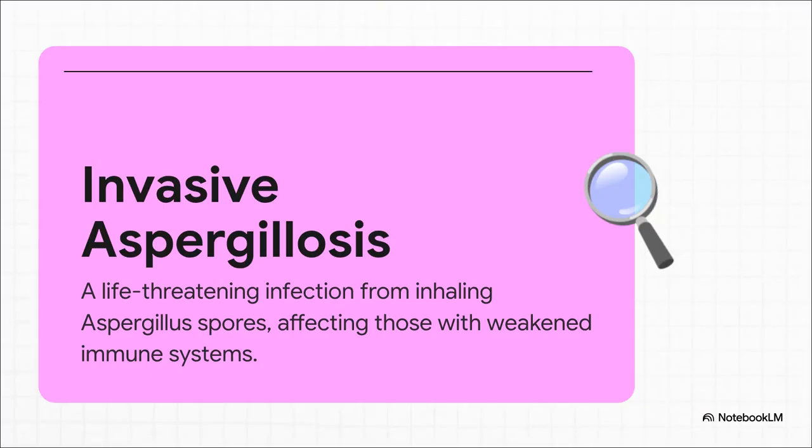So what is it exactly? Well, Aspergillus spores are literally everywhere in the air we breathe. For you and me, they're harmless. But for someone who is immunocompromised, inhaling these spores is a totally different story. Inside their lungs, those spores can germinate, grow, and actually start to invade tissue. And that jump from simple colonization to active invasion is what defines this disease and makes it so dangerous.